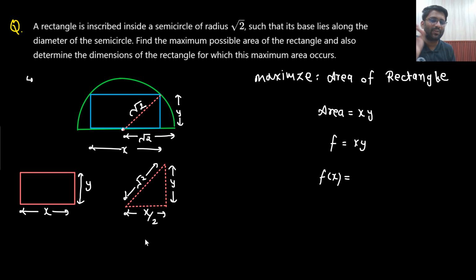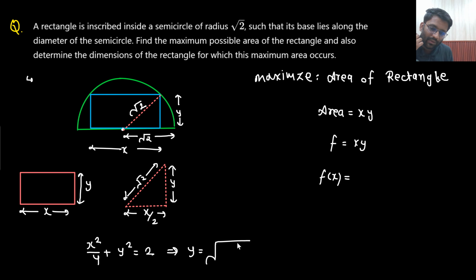Otherwise the calculation would be a bit complex. Why is that so? Because if I apply the Pythagoras theorem, x square by 4 plus y square would be equal to 2. Right? So now what is the value of y? The value of y will be under root 2 minus x square by 4.